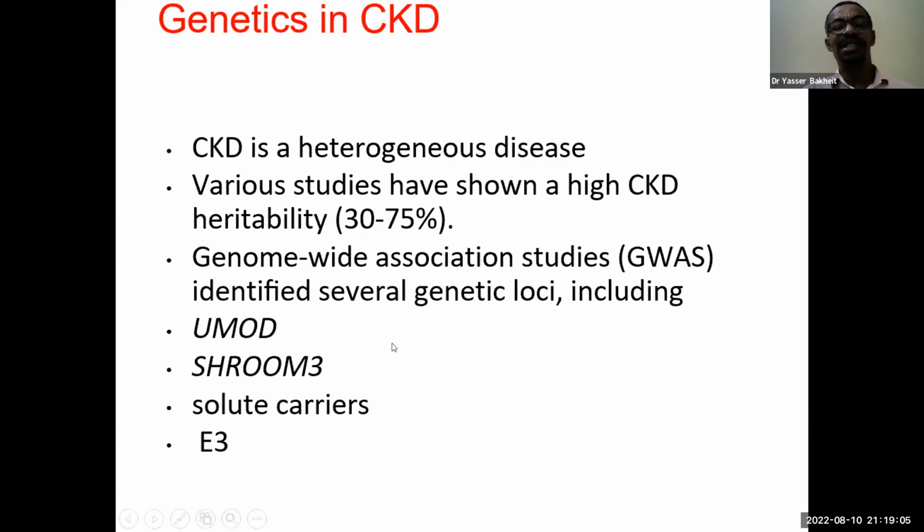The genome-wide association study identified several genetic loci, including UMOD, SHROOM3, and solute carriers. So genetics is important to detect chronic kidney disease.